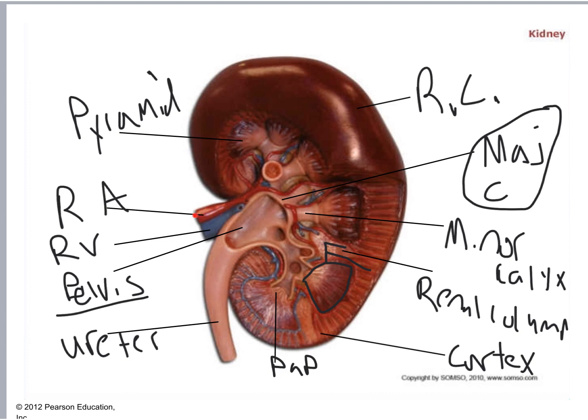This is the renal artery. This line is the renal vein, and then this line is the renal pelvis, and then this line is the ureter. Some people pronounce it ureter, but it's ureter.